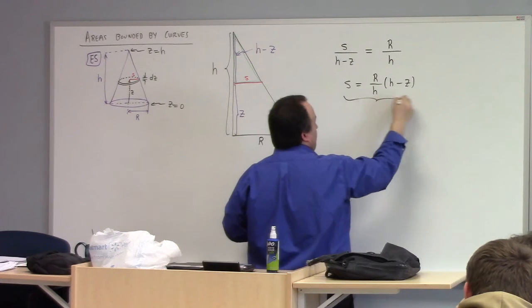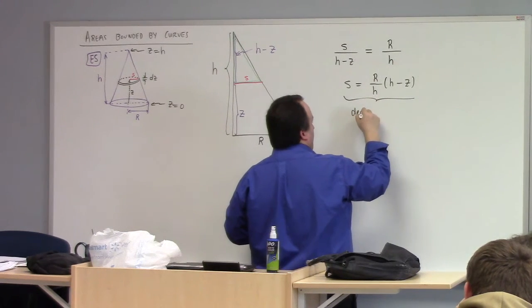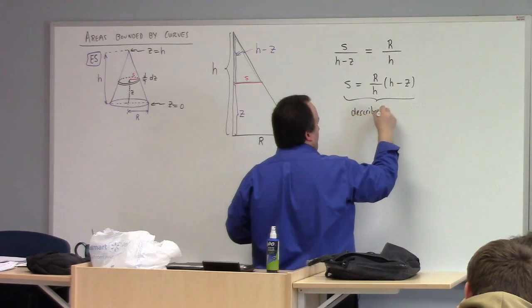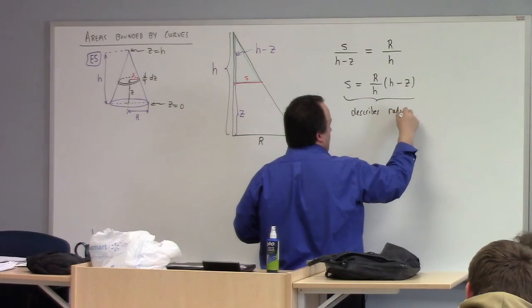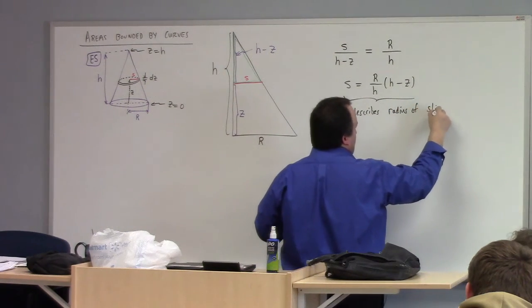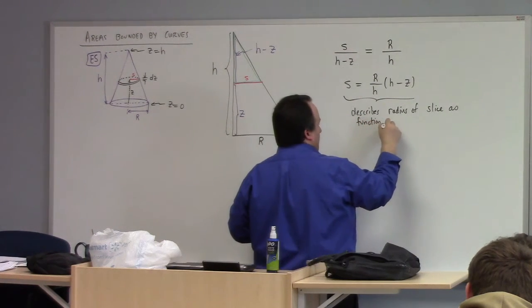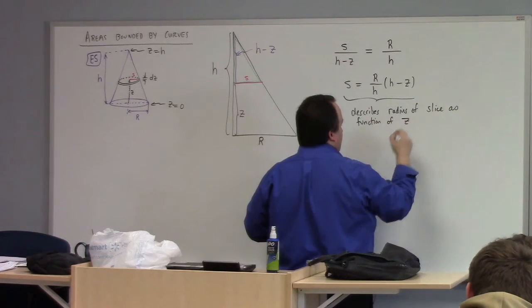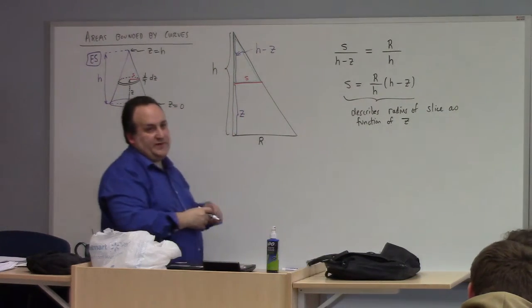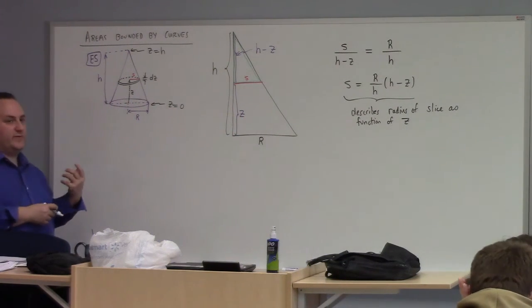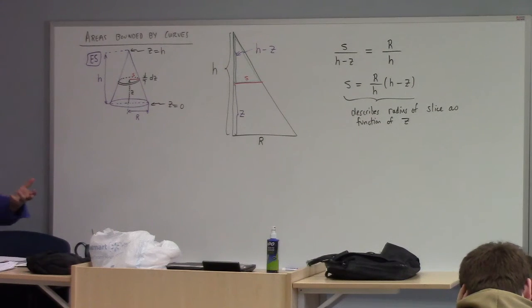There you go. This describes the radius of the slice as a function of Z, the height of the slice. Notice that H and R are given. And let's check our formula. Does it make sense?